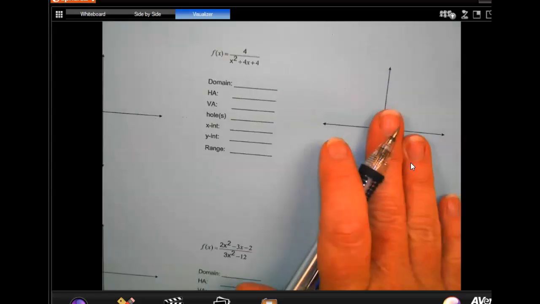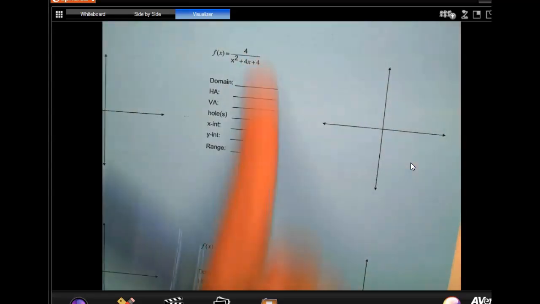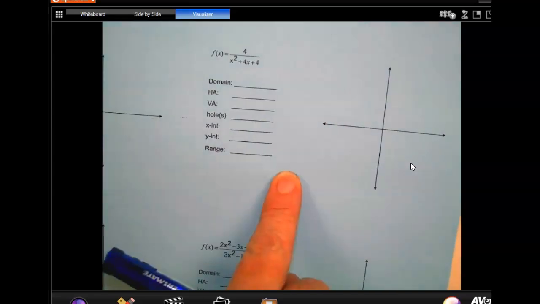Okay. Here's what I want us to do. I'm going to help you do the graph, but I want you to try to fill all this in by yourself. So get your little cheat sheet that you have and go ahead and start filling these in. Because that's the biggest thing on the quiz. You got to be able to fill all that in.